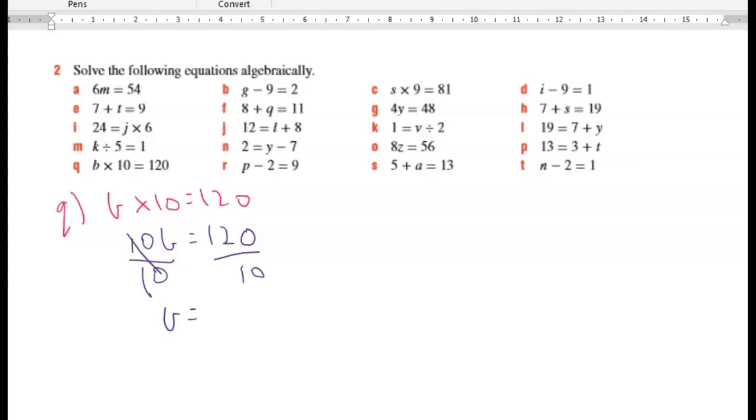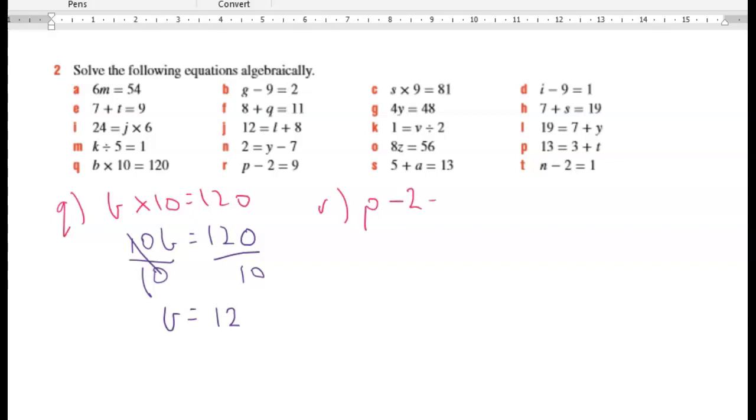So the 10s cancel out, and then we're left with 120 divided by 10, which gives you 12. And when you think about it, 12 times 10 gives you 120. So you can always check your answer through what we call substitution. So putting that number back into the equation.